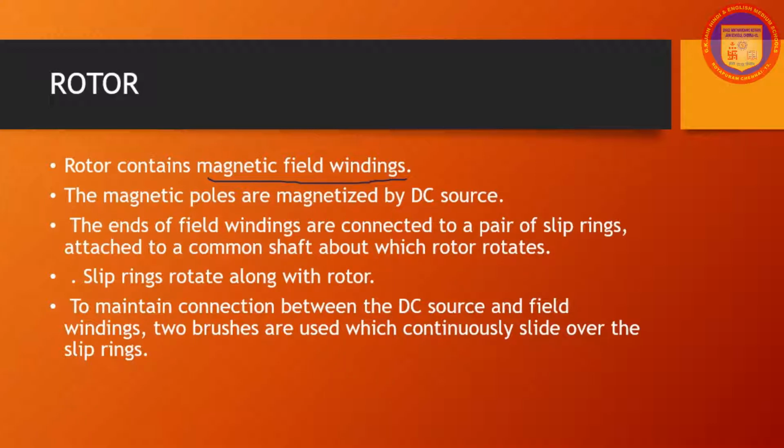The ends of the field windings are connected to a pair of slip rings attached to a common shaft about which the rotor rotates. Slip rings rotate along with the rotor. To maintain connections between the DC source and field windings, two brushes are used which continuously slide over the slip rings.